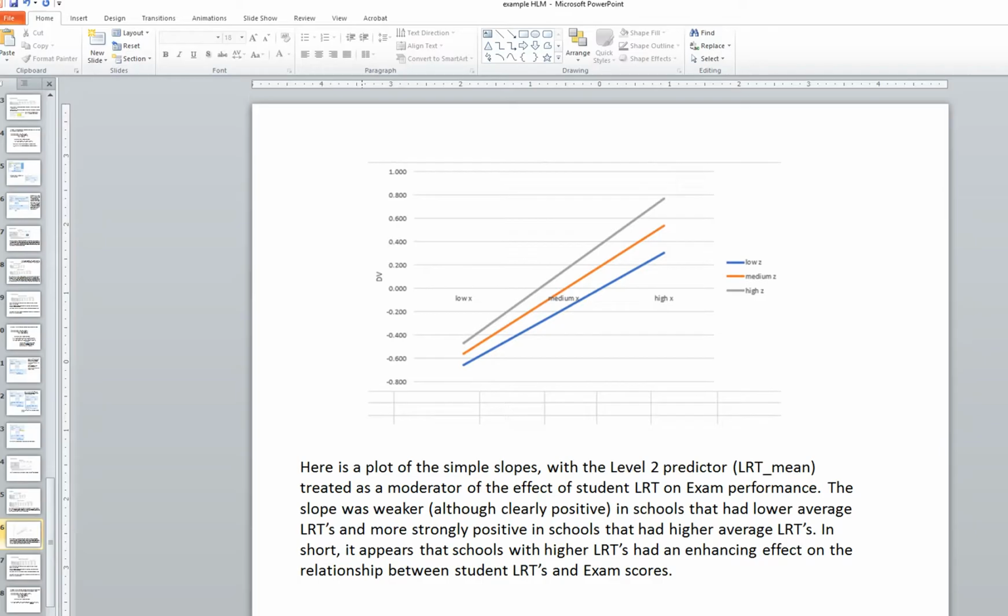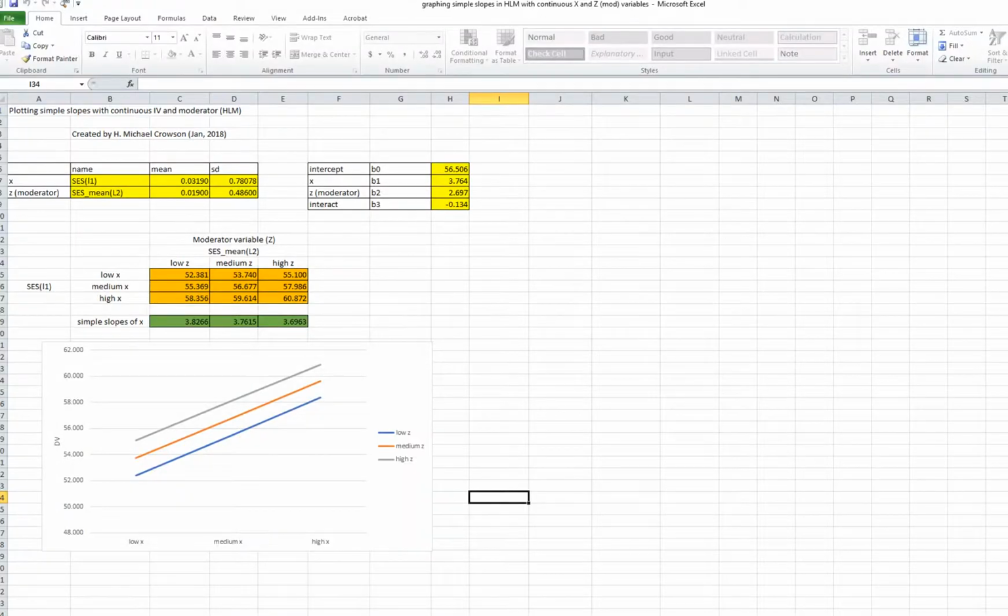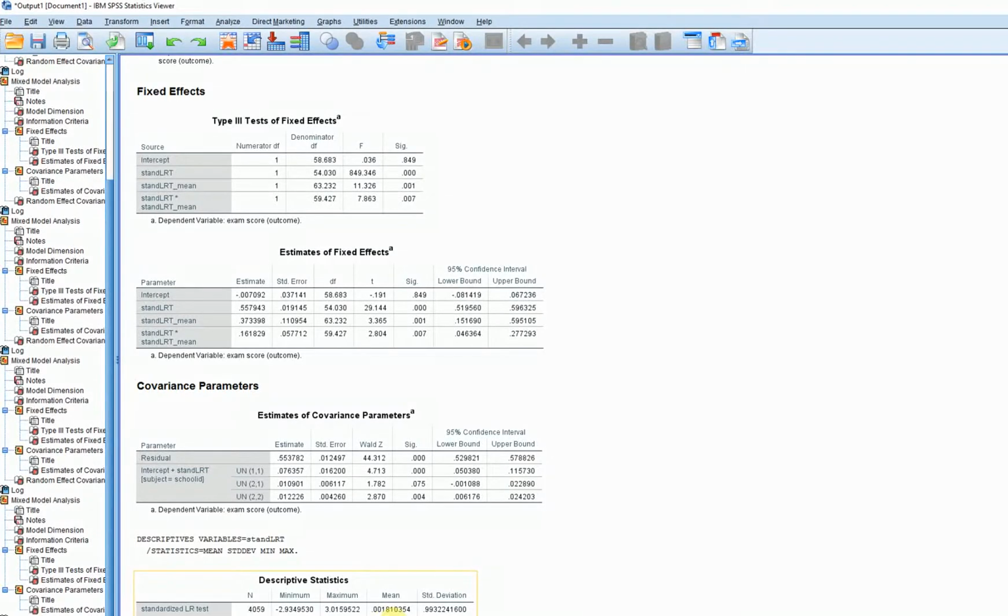And so what I'll do is just type that in. I'm going to call this LRL, or London Reading Test at level 1. And click on the mean. In this case, the mean is 0.00, I'll just round off to 0.002. And the standard deviation is 0.993.